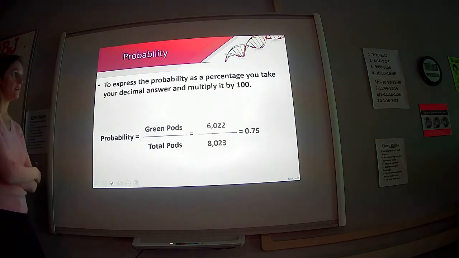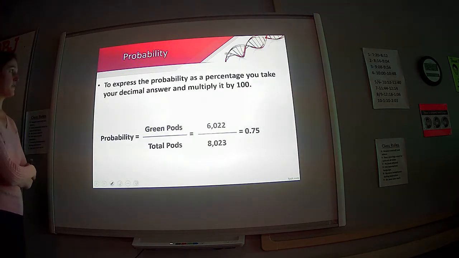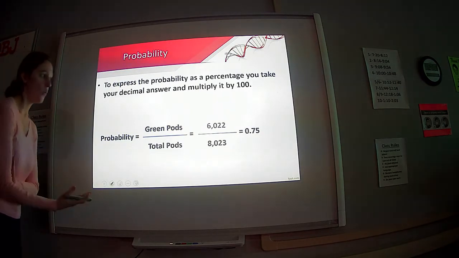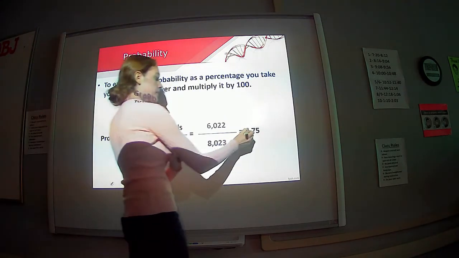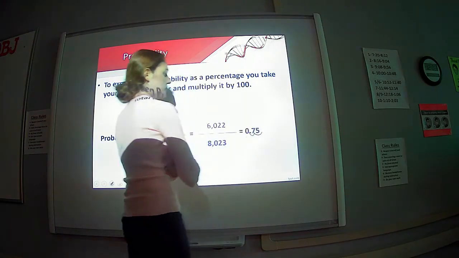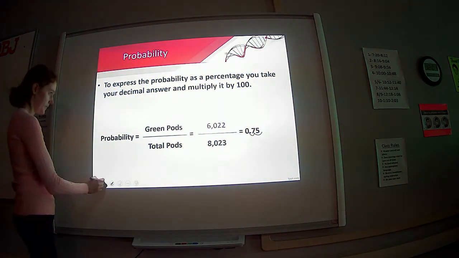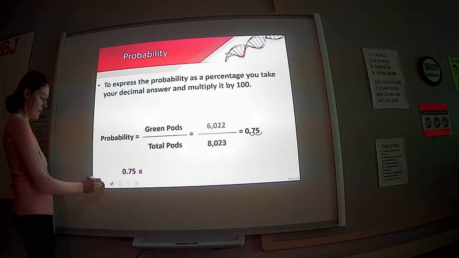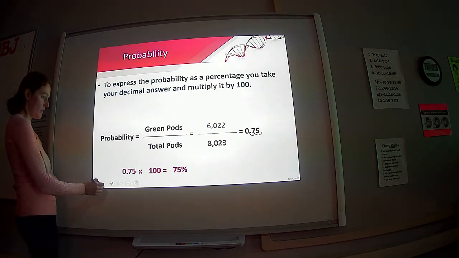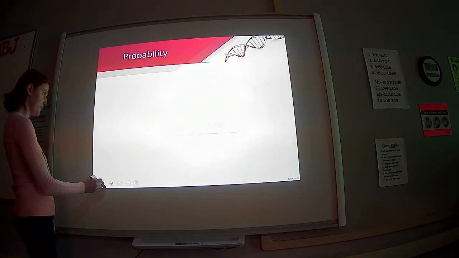To express probability as a percentage, you take your decimal and multiply it by 100, or you move your decimal place 2 points to the right. So 0.75 times 100 would give you 75%.